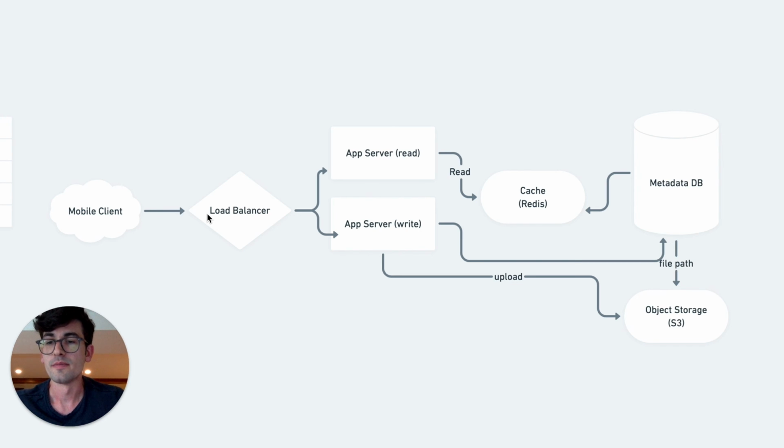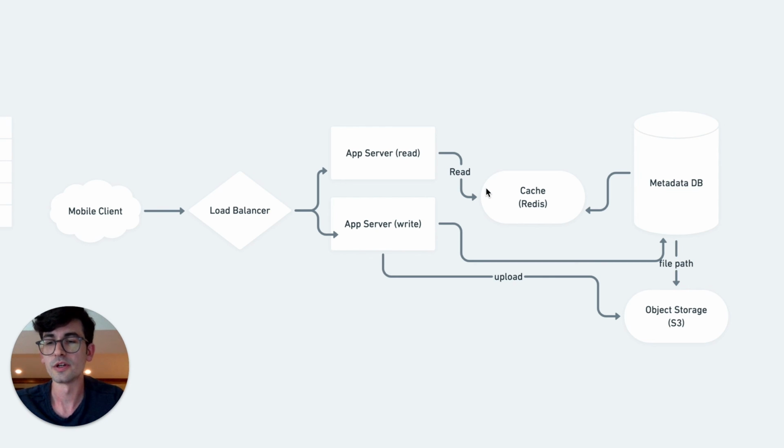Our request will come to our load balancer, which will be the top level part of our system. It will get the request, figure out which service it belongs to, and route it to that service or one of the instances of that service. And then in the read case, it will do all the business logic of figuring out what image am I looking for? Does this user have access to this image or is it private?